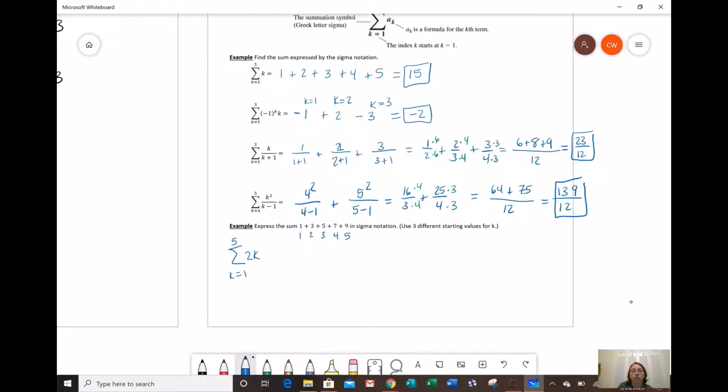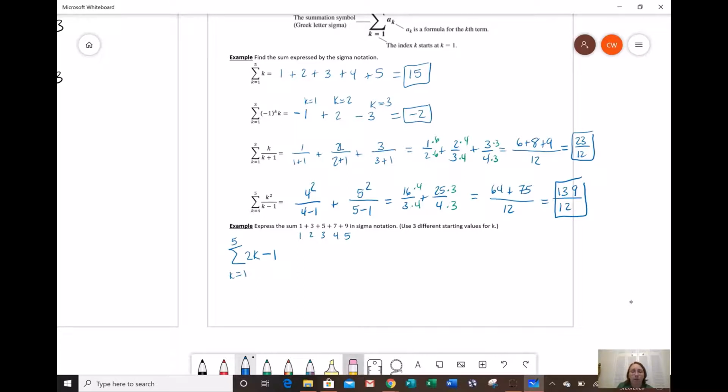So let's try. 2 times 1 is 2. To get down to 1, I would need to subtract 1. Let's try it on this one. If I plug in 2 here, 2 times 2 minus 1 would give me 3. If I plug in 3, 2 times 3 minus 1 would be 5. 2 times 4 minus 1, 7. 2 times 5 minus 1, 9. There you go. That's your summation. That's one possible way to write this.